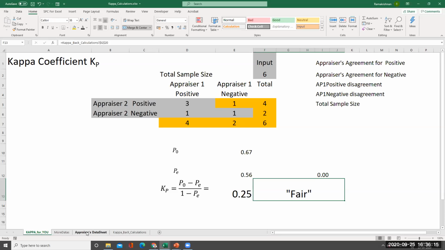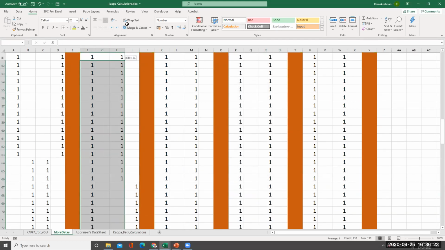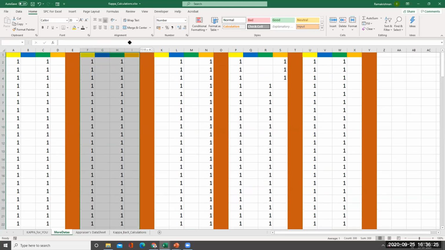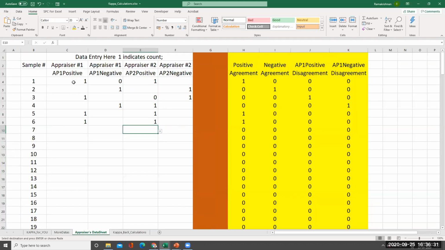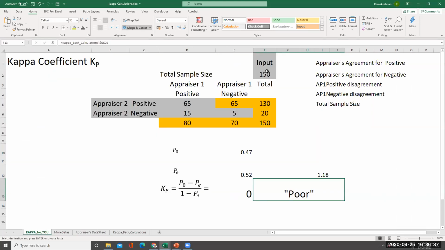Okay. Now I have got more data. I will put this data first and then check. I'll copy this data with Control C into this appraiser data sheet. I'll just remove this and then put it, right? Now we'll see here 150 data. So with 150 data, it's a poor agreement, right?